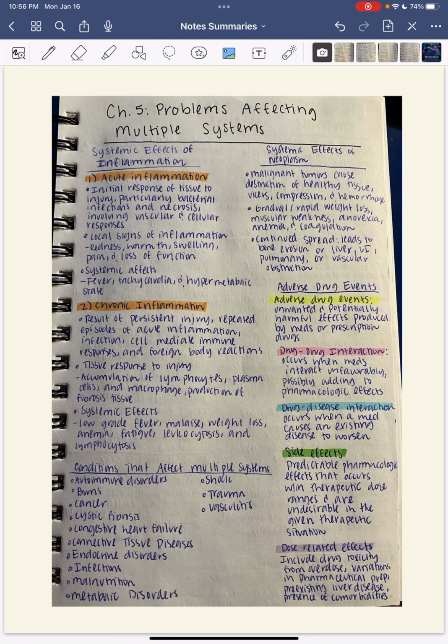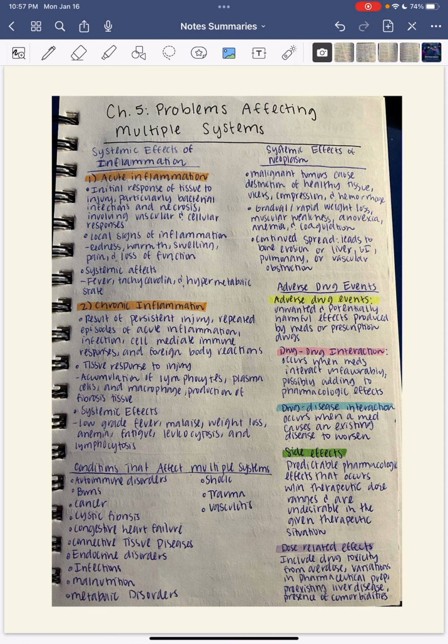Chronic inflammation is a result of persistent injury, things that happen over a repeated amount of time. Basically, when acute inflammation adds up and you have a bigger reaction, you have foreign body reactions and immune responses. This is how the tissue responds to injuries. Basic things you're going to see during the chronic inflammation stages are lymphocytes, plasma cells, macrophages, production of fibrosis tissues, and systemic effects including low-grade fever, malaise, weight loss, anemia, fatigue, leukocytosis, and lymphocytosis.